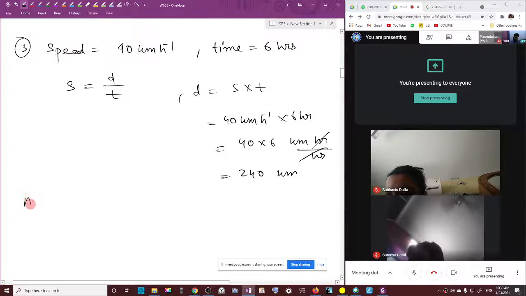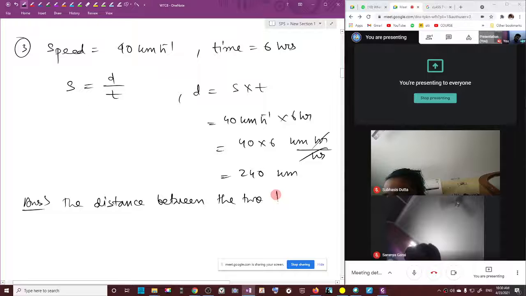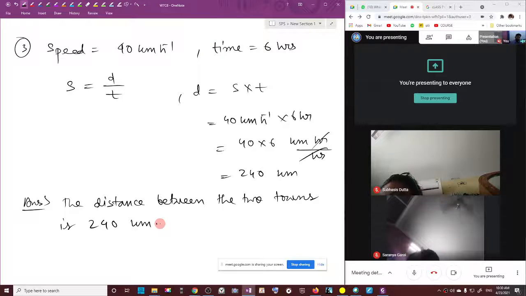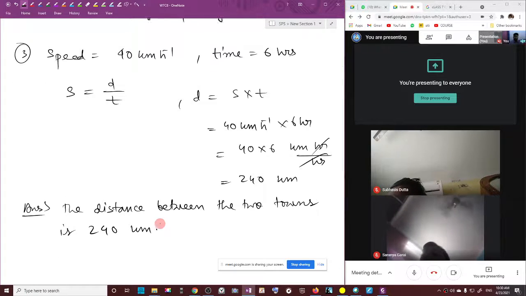So write down the answer as the distance between the two towns is 240 kilometer. Write down the distance between the two towns is 240 kilometer. Is that right? Yes, sir, done. Okay, done.